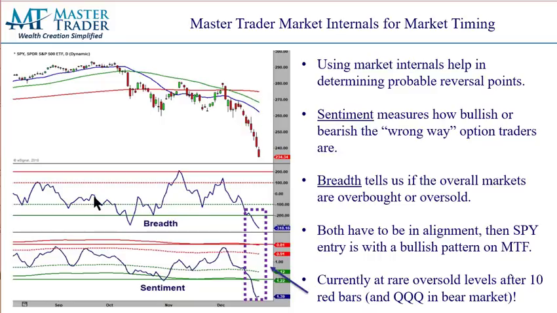Breadth, this middle one, the McClellan Oscillator, tells us if the overall markets are overbought or oversold. Typically we get our reversals there at negative 200 when the markets are oversold, and the same with positive 200 when the markets are overbought. We closed here at negative 318, blasting to new lows here. So this just does its job by saying, yes, we're overbought or oversold.